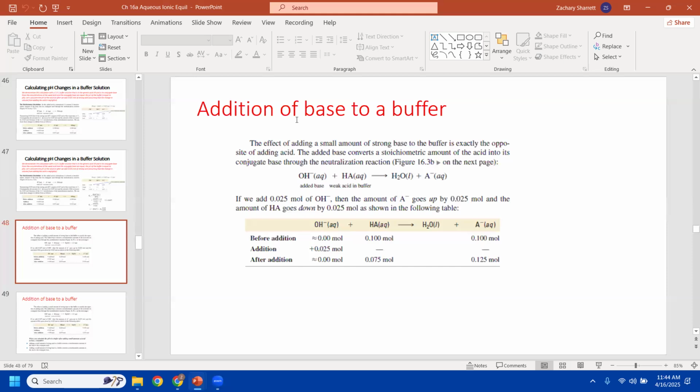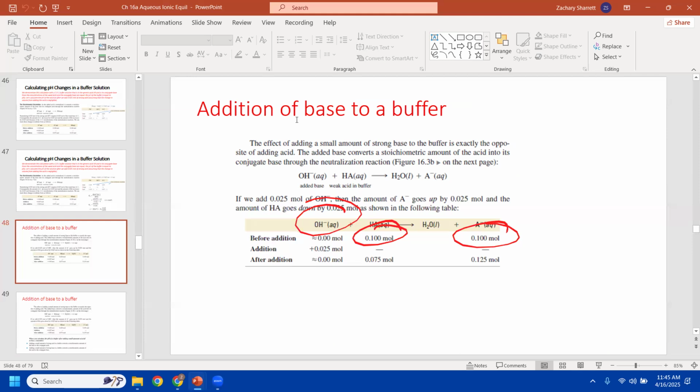What happens when base is added to a buffer? What's the difference? We're starting off with 0.1 molar of each of these things again in our buffer system, and now we're adding base. What's going to happen? Is it the same or different? The last one, I showed you what happens when we add acid. Now I'm going to show you with base.